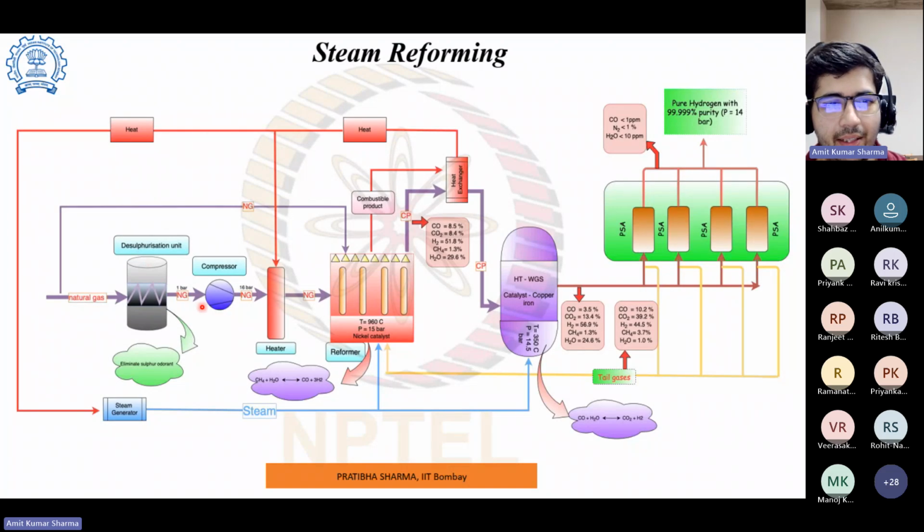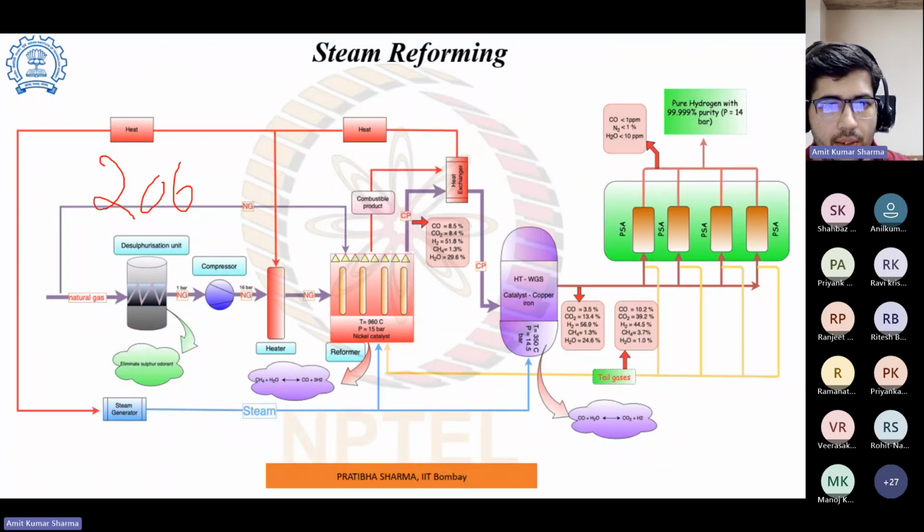So first clean it, then the compressor. It compresses the gas to 16 bar because the PSA works at high pressure for the hydrogen separation, and also in industries you require hydrogen at a very high pressure. And then a heater preheats the gas because the reformer operates at 850 to 950 degrees centigrade. You require high heat. For steam reforming, the energy requirement is 206 kilojoule per mole.